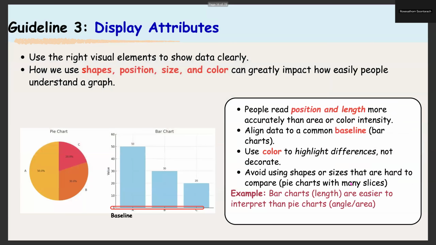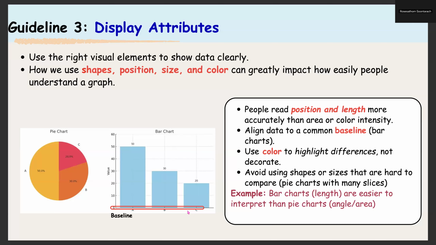And for the display attributes, you need to use visual elements to show data clearly. How we use shapes, position, size, and color can impact how easily people understand a graph. Normally, people can read position and length more accurately than area or color intensity. And you need to align the data to a common baseline like this.